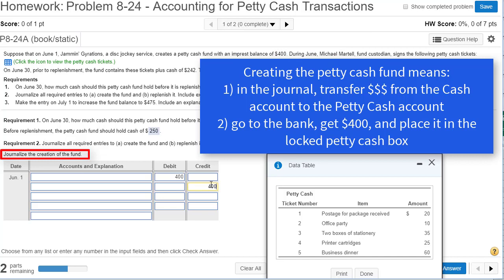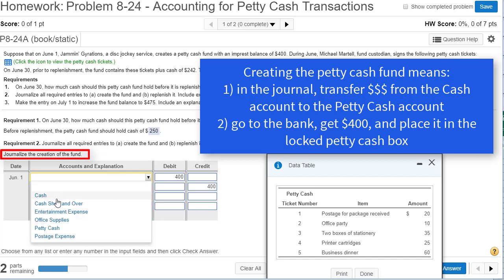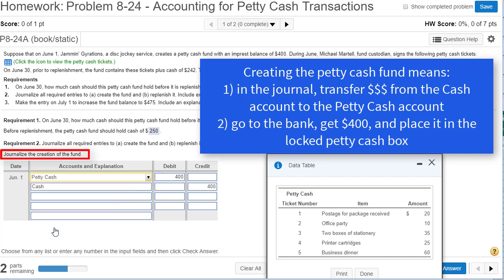And he went to the bank and took out $400 cash, so we know the amount going down is cash, and cash, of course, goes down with a credit. So where did he move the funds to? He moved the funds to this petty cash account. So this is a one-time event to open up the petty cash fund.